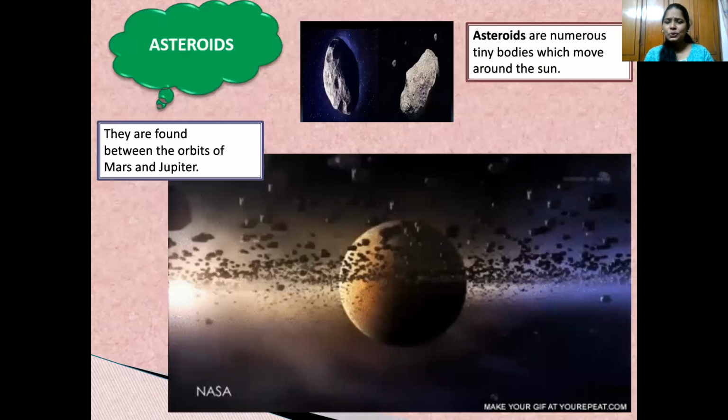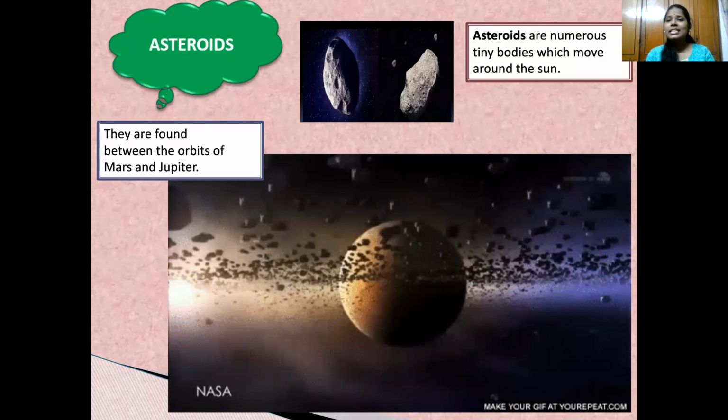Okay, so now we have another celestial body, that is the asteroid. So what is an asteroid? It is a very teeny body. Compared to the sun, even the planet, it is very small in size, right? As you can see in this image, there is a planet, and around it there are some particles or bodies surrounding it. These bodies are nothing but asteroids.